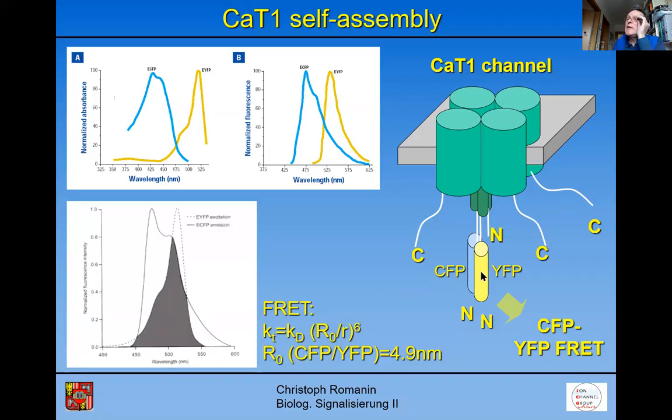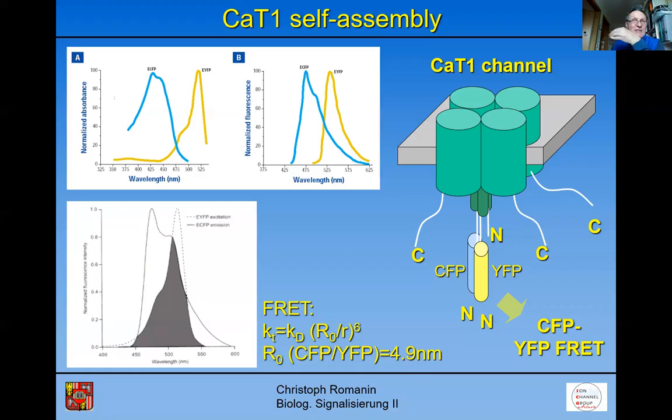And you can see there is a certain extent of overlap. And that means when CFP and YFP are closer together, in a range of closer than 10 nanometers, then you have a radiation-less transfer of energy from CFP directly to YFP, meaning when you excite CFP and it's closer than 10 nanometers to YFP, you get direct emission of a YFP fluorescence signal. And this is a fantastic tool to come down to distances, where 50% of energy is transferred. That is in the range of about 4.9 nanometers.